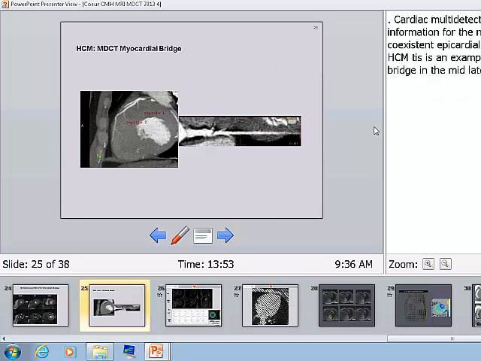Cardiac MDCT can provide useful information for non-invasive assessment of coexistent epicardial coronary disease in patients with HCM. This is an example of a normal coronary artery with a myocardial bridge, which is very frequent in patients with HCM.